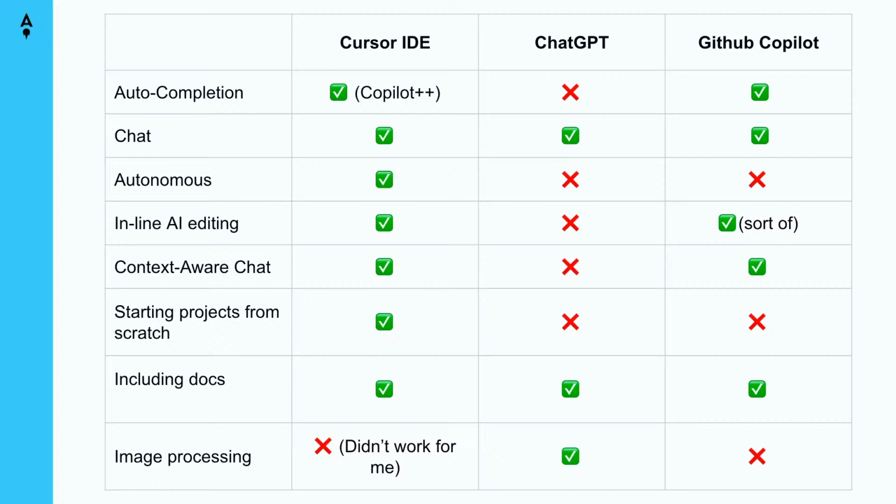But Cursor is the only one that can work in this autonomous mode as far as I know. GitHub Copilot is aware of your code base, but it doesn't really do everything for you. It just still suggests things.